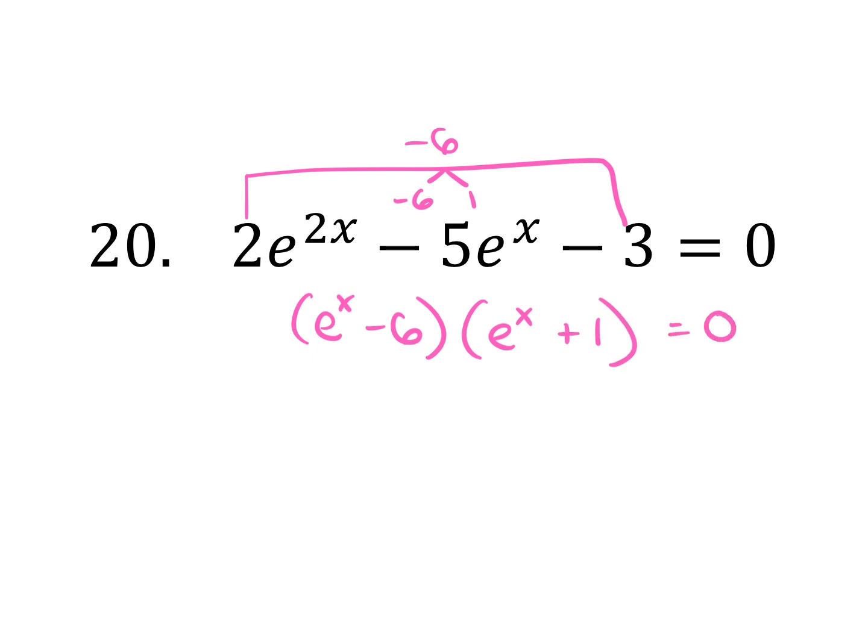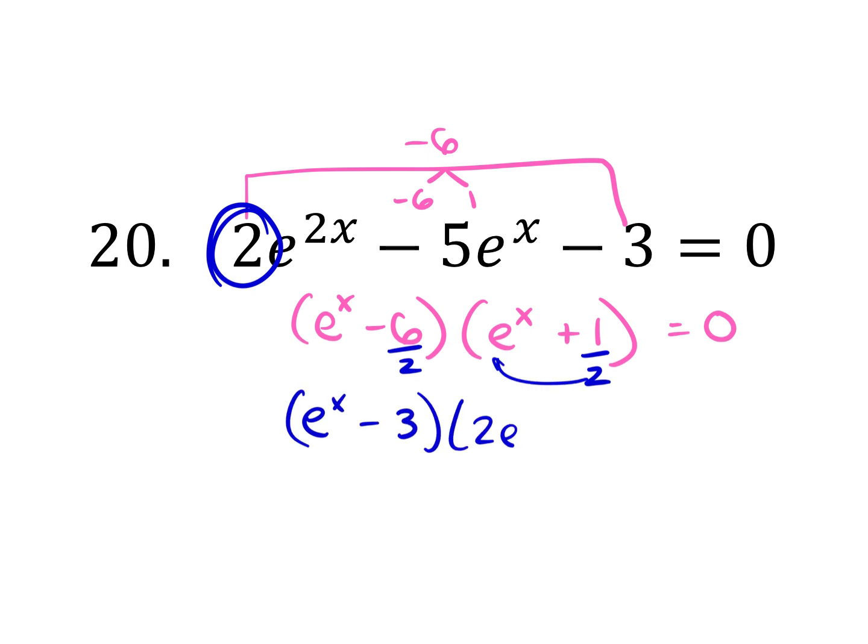But if we started with multiplying and we don't group them, what do we have to do next? Don't forget to divide by 2. If you start by multiplying the 2, you have to divide. So we have e to the power of x minus 3 and 2e to the power of x plus 1. Now you can always check your work when you factor this way by FOILing. If I were to FOIL this out, I would get the original question, so you can check it.